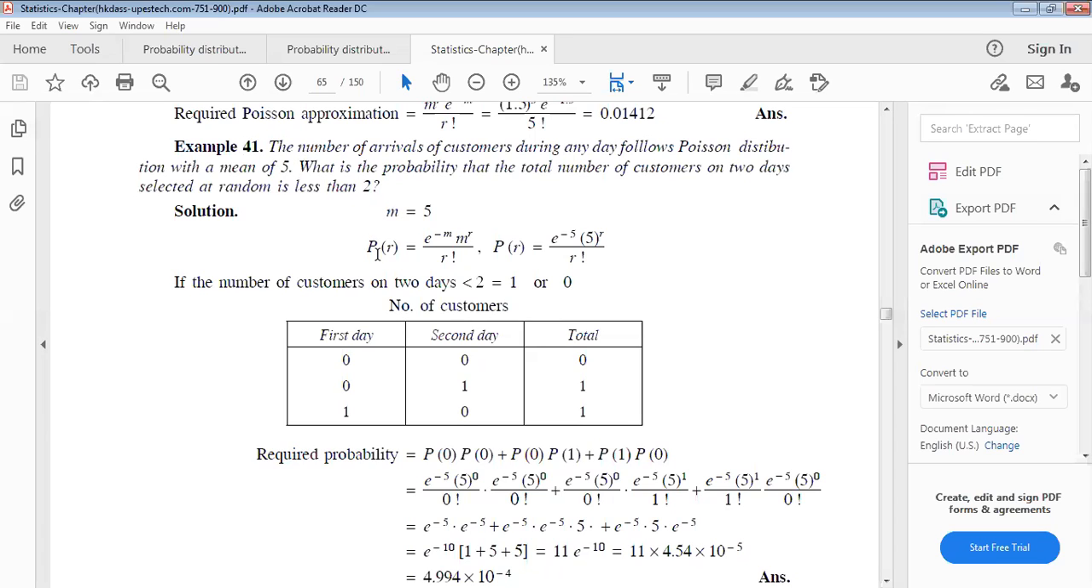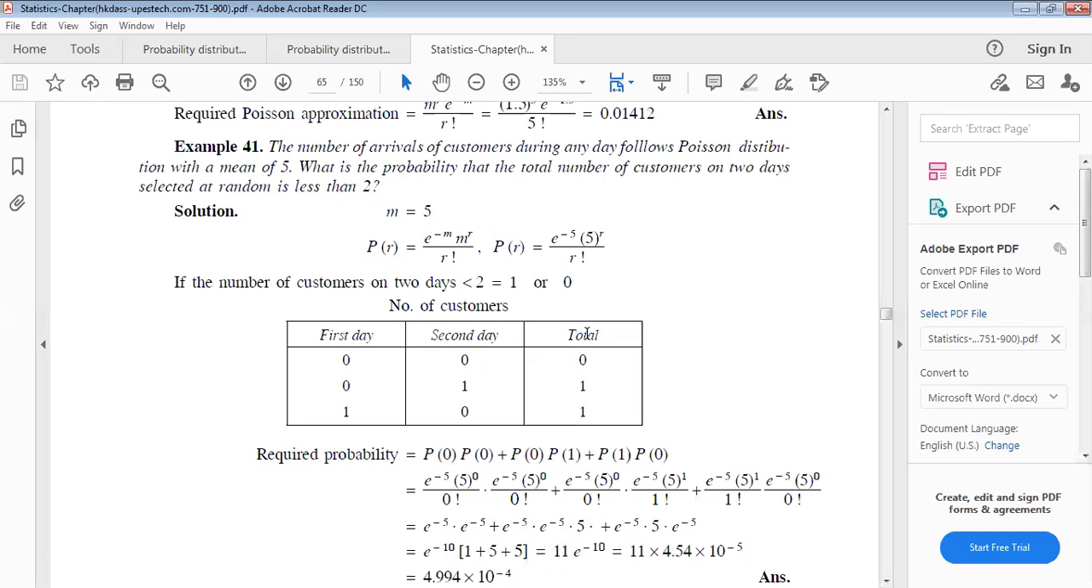Now the probability density function for Poisson distribution, we must know: probability of r equals e to the power minus m, m to the power r, divided by r factorial. This is the probability density function of Poisson distribution. Now putting the value of mean m equals 5, we get this result. If the total number of customers on 2 days is less than 2, we can consider the probability for r equals 1 or 0.